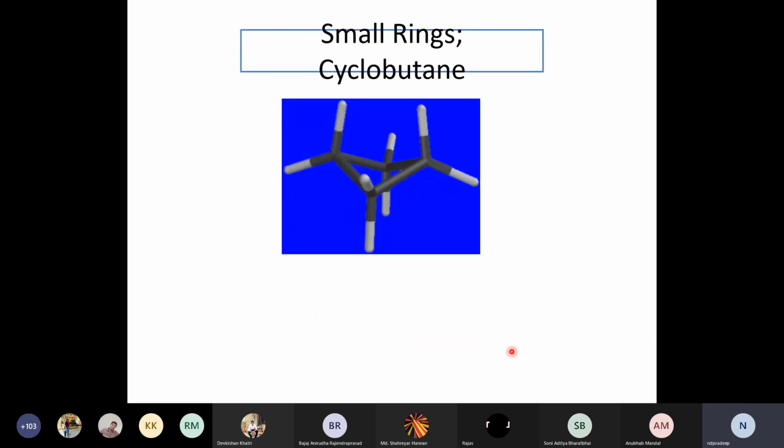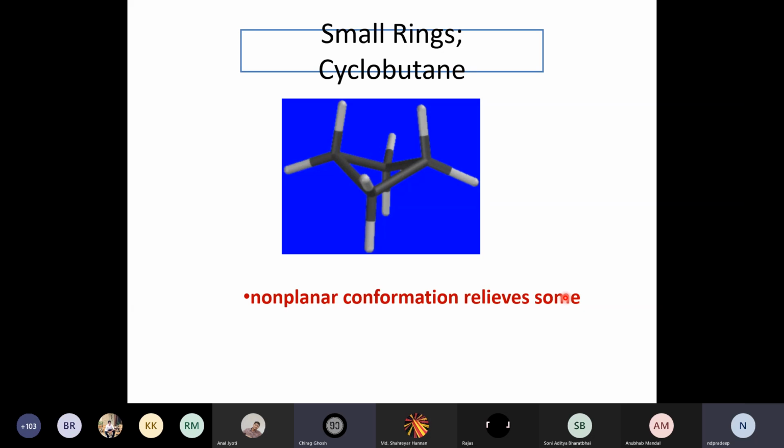Okay, fine. How does cyclobutane exist? It exists as a square? No, sir, you have already shown in the slide, it is not square, it's not planar. So what are the angles? Puckered. Yeah, puckered one. So torsional strain and angle strain, both the strains are present like cyclopropane.